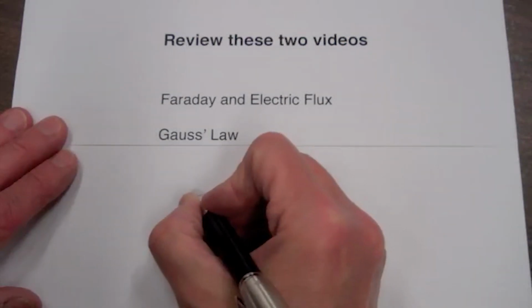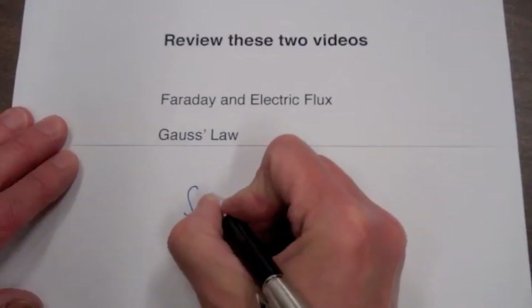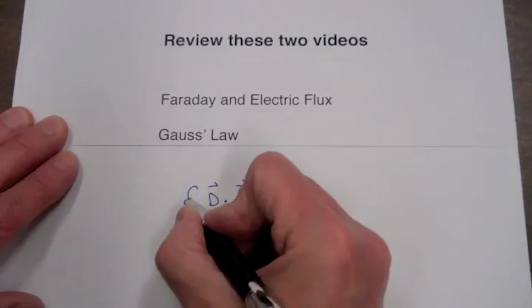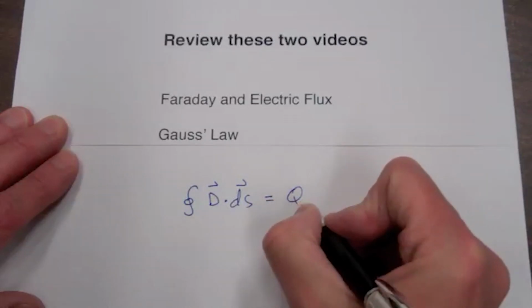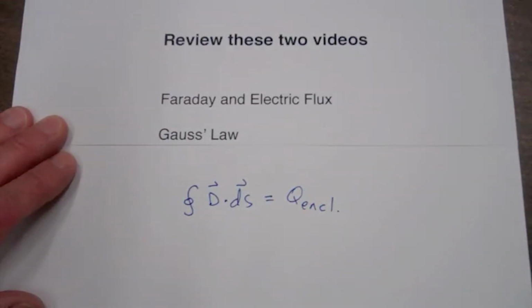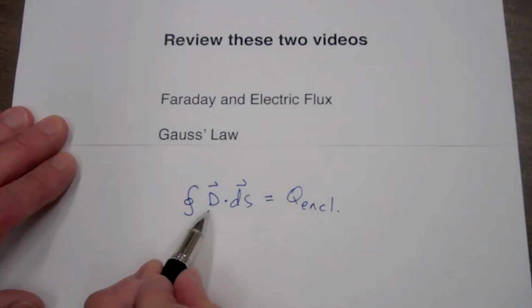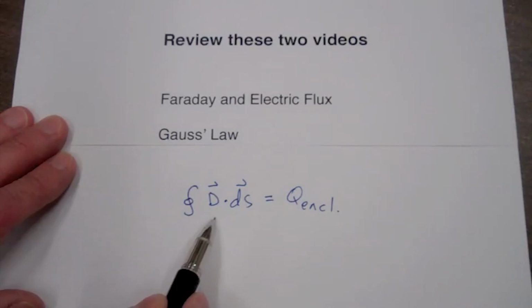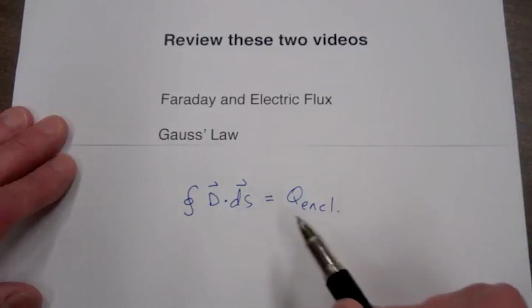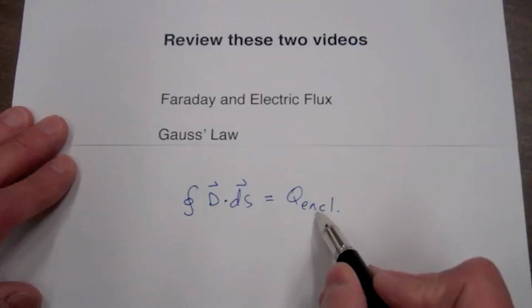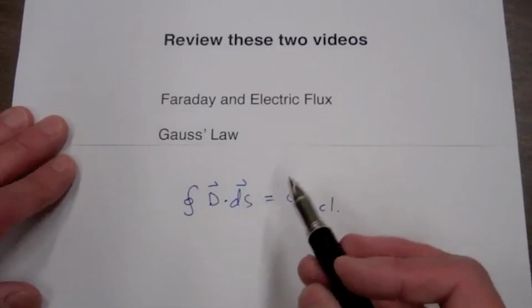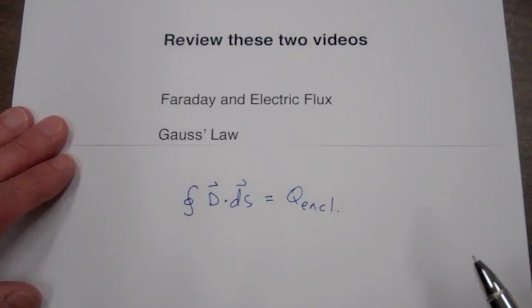Gauss's law in integral form is the integral of D dot dS over a closed surface is equal to the charge enclosed by that surface. So D is the electric flux density field, so the integral of D dot dS over this closed surface tells us how much electric flux is coming out of the surface, and since positive charge is a source of electric flux, the integral of D dot dS tells us how much charge is enclosed.